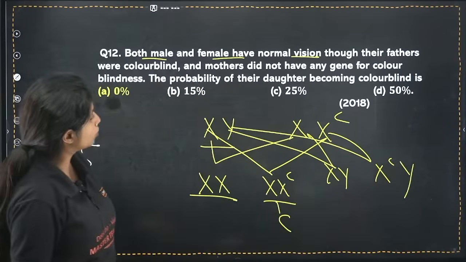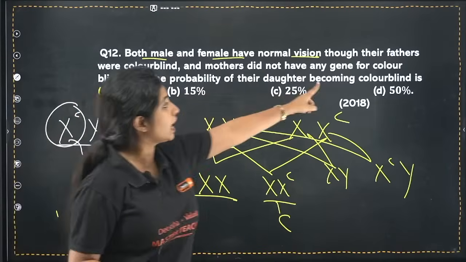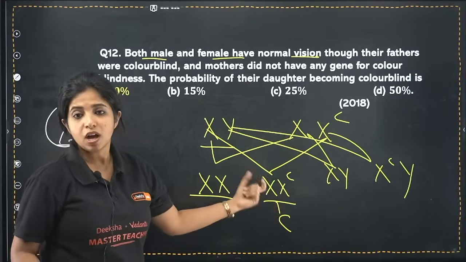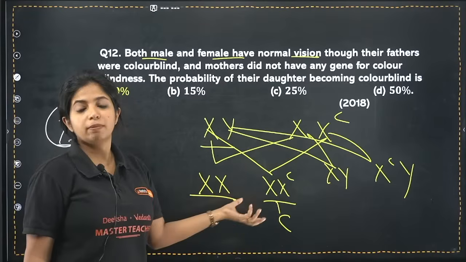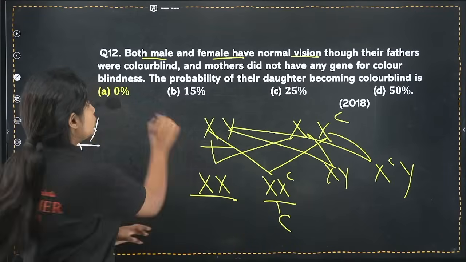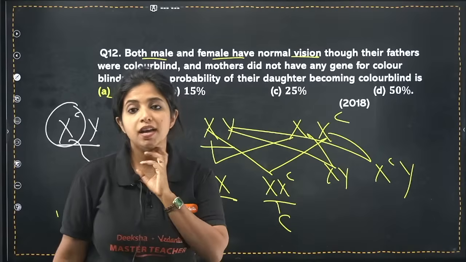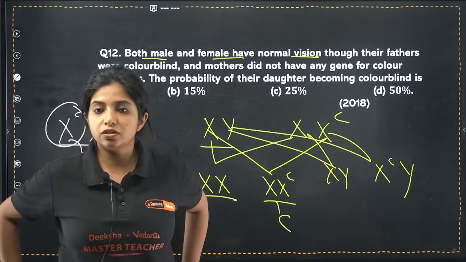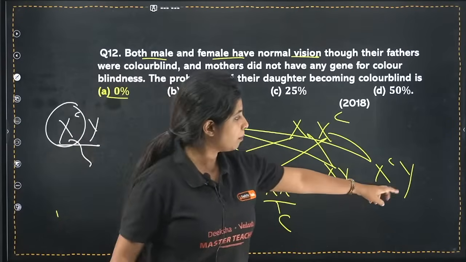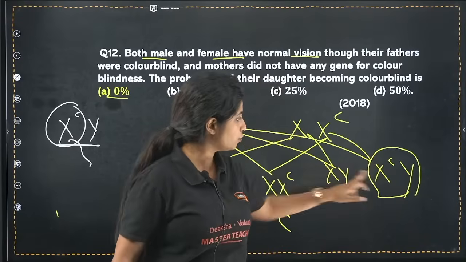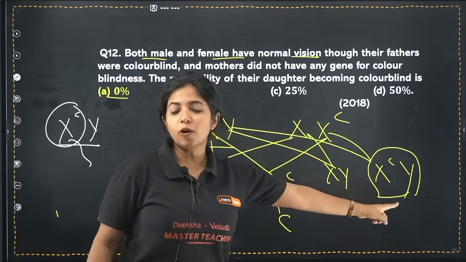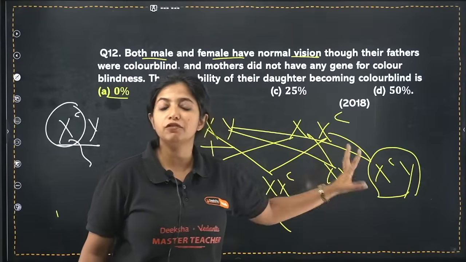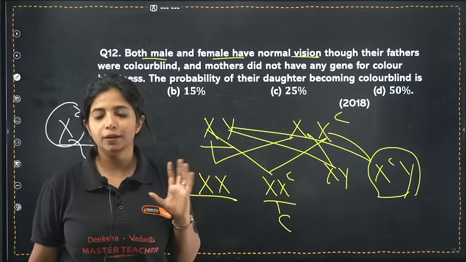What conclusion do we come to? The probability of their daughter becoming colorblind is 0. One is a carrier, one has normal vision, but they are not colorblind either way, so it was going to be 0. If you have been asked about the son, what is the probability of their son being colorblind? Over here, 2 sons are being formed, and out of that, 1 person is affected. So we say 50% of the sons are going to be colorblind.